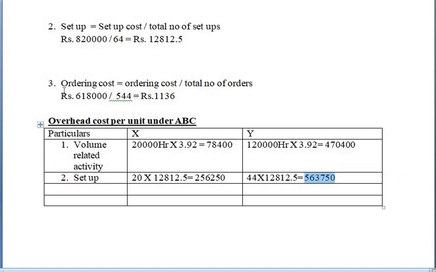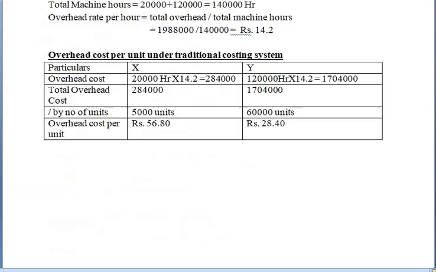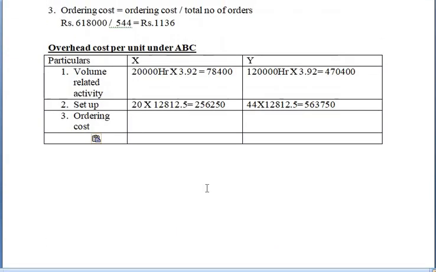Now the last activity. What's the last activity? Ordering cost. So activity number 3 is ordering cost. Ordering cost is based on what? Ordering cost is based on total number of orders. What's the total number of orders for X and Y? For X, total number of purchase orders is 160 and for Y 384.